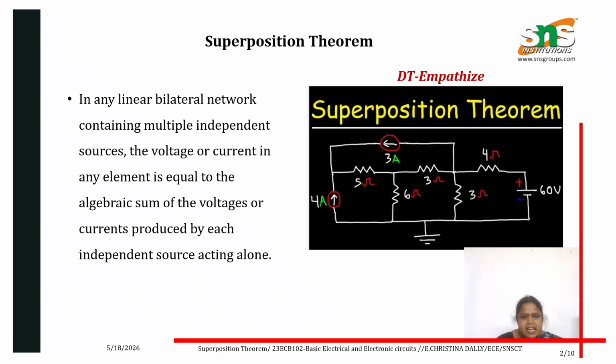Suppose we are taking any network. The network should be bilateral and it should contain multiple independent sources. Here, the voltage or the current in any element should be equal to the algebraic sum of the voltages or the currents produced by each independent source. So this is the definition of the superposition theorem, and this is the diagram for it, which consists of multiple independent sources.